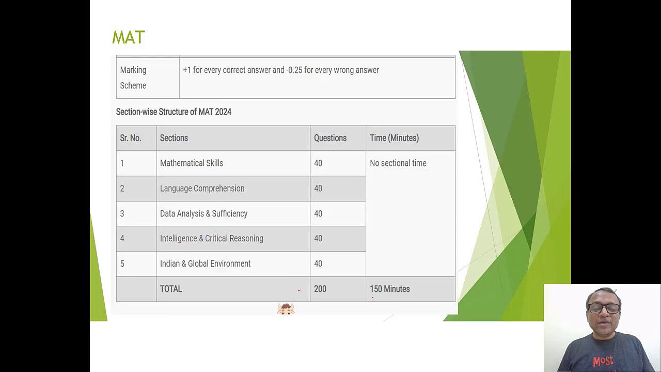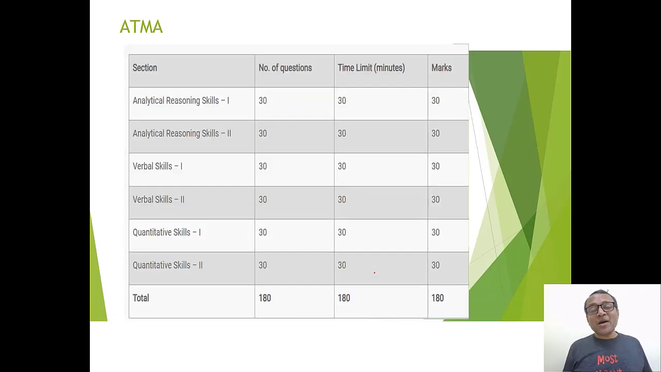MAT is again more or less 150 minutes and 200 questions. So less time, more questions. Similar to CET, you have 45 seconds per question, no sectional time limit, and +1 for correct and -0.25 for wrong. CET has no negative marks.